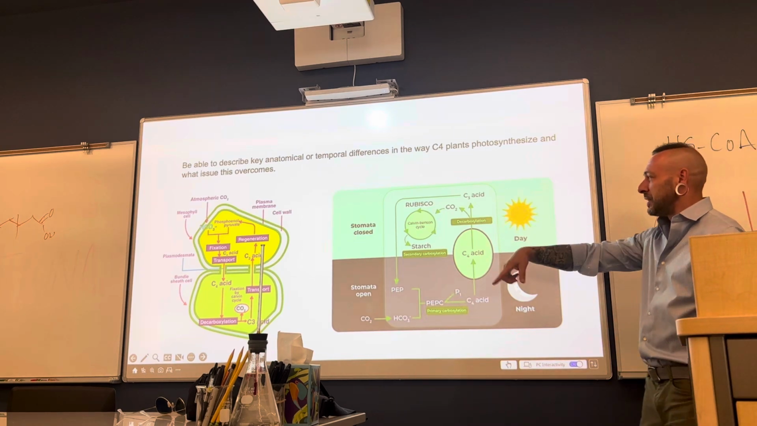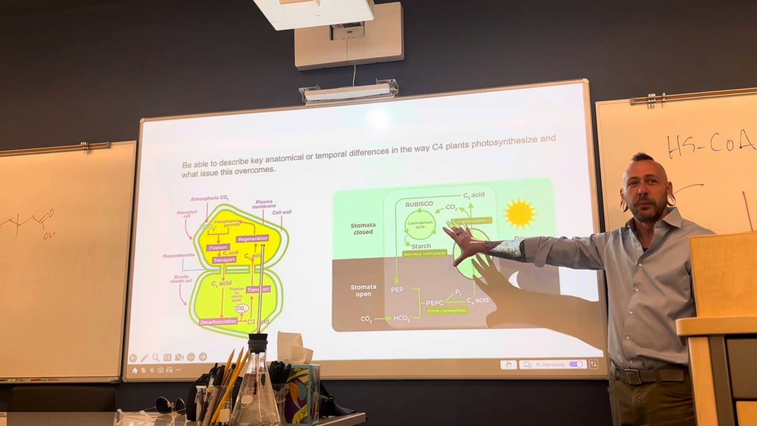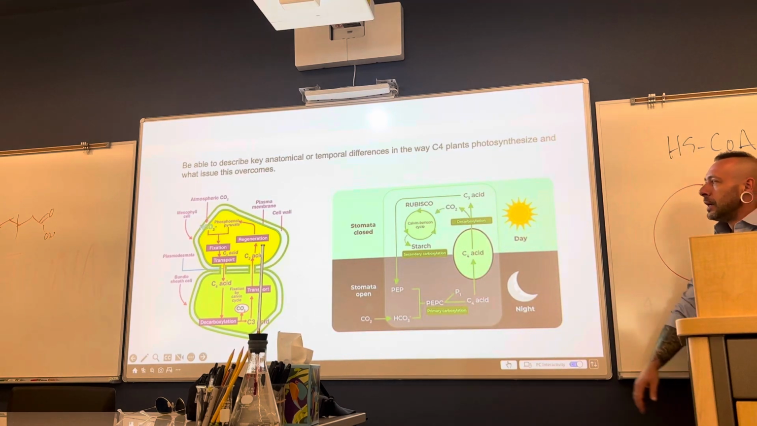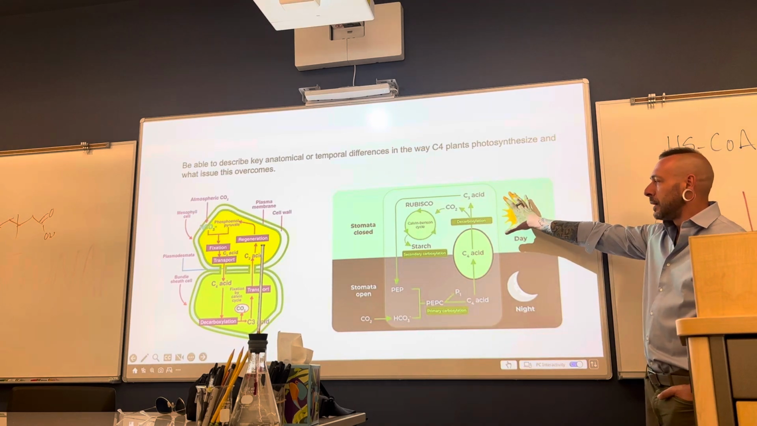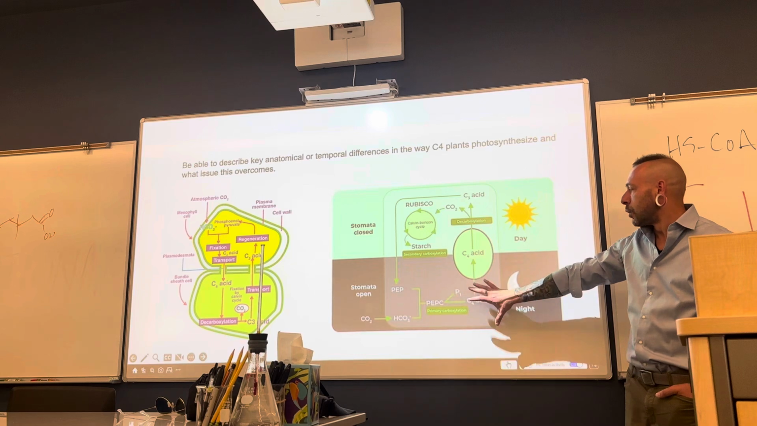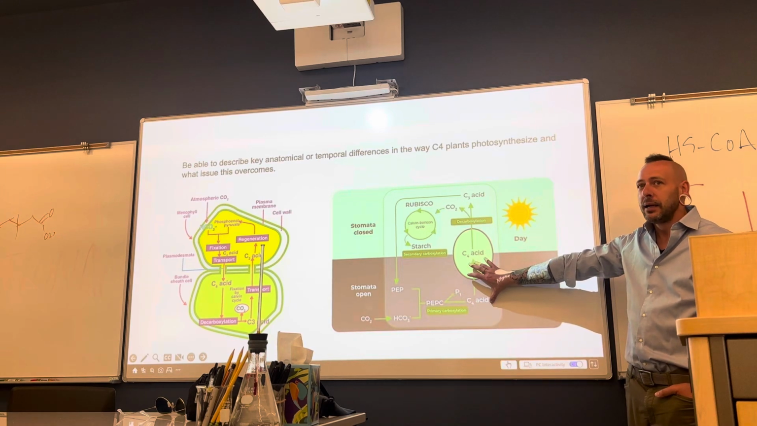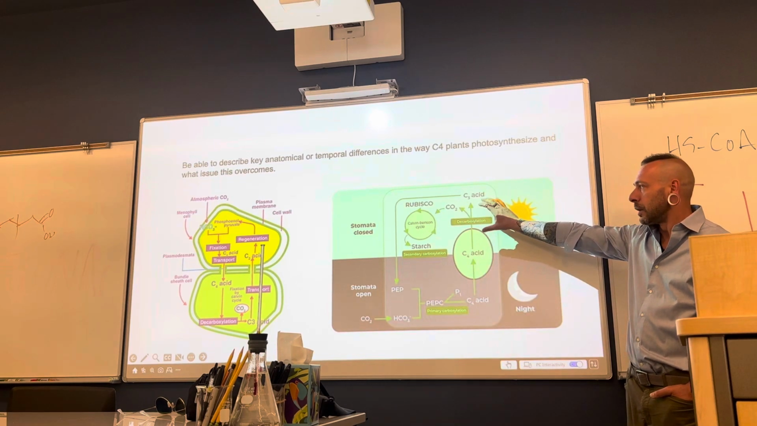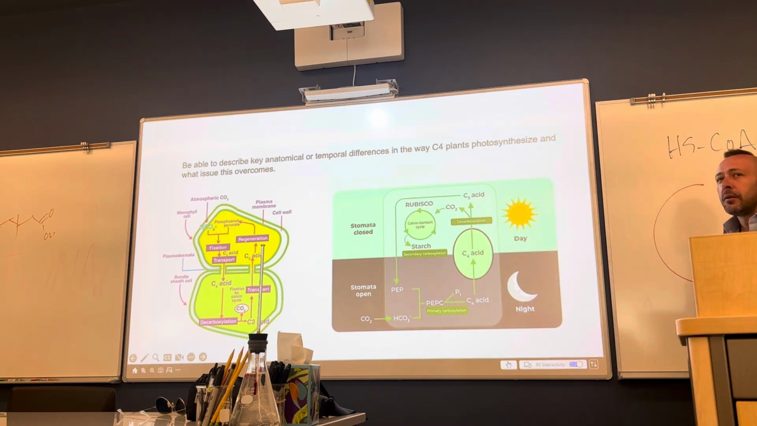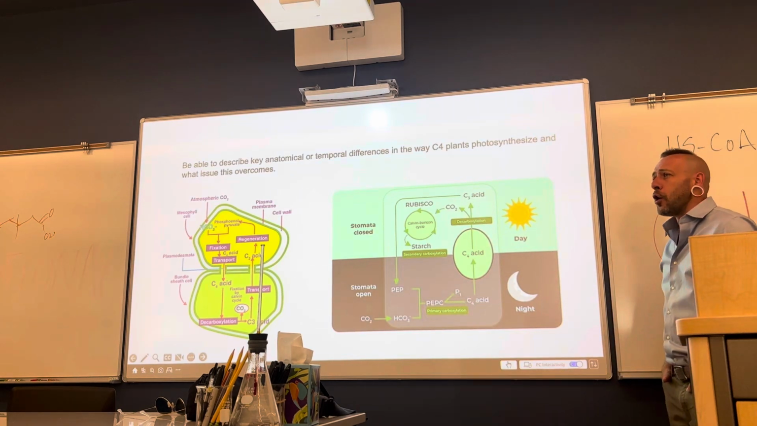Except that they don't have two different cells. It all takes place in just the regular mesophyll cells. But it's a temporal separation. During the day, they close their stomata, and at night they open them. So at night they get fresh CO2, and they store all that CO2 as malate, so that during the day, when their stomata are closed, they can liberate the CO2 from that malate to use it again. The only difference is how they go about doing it.